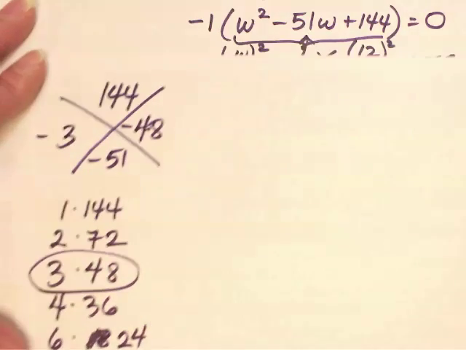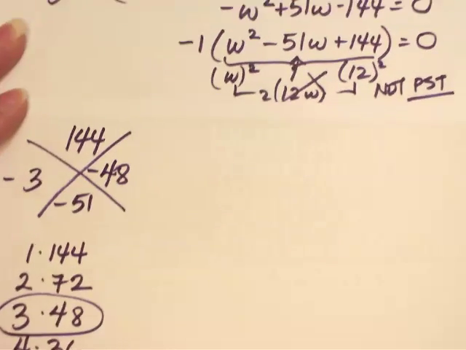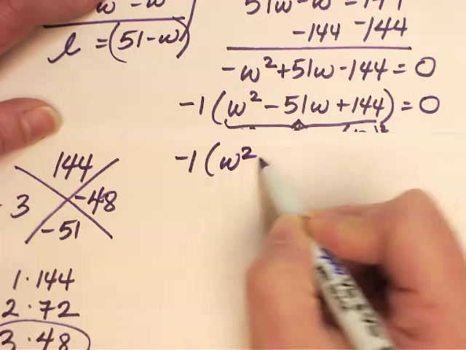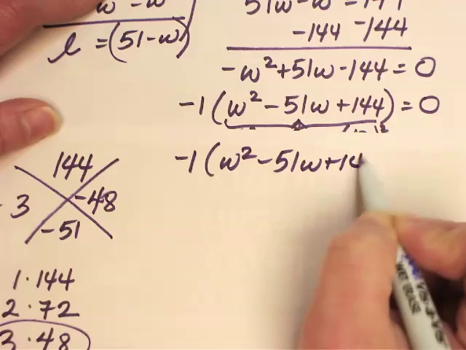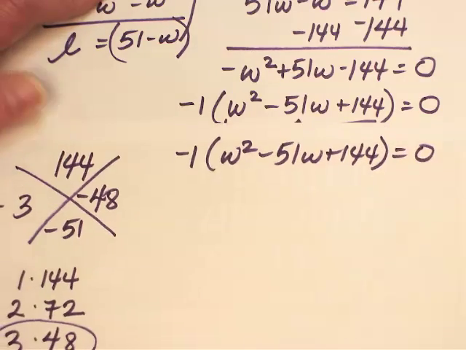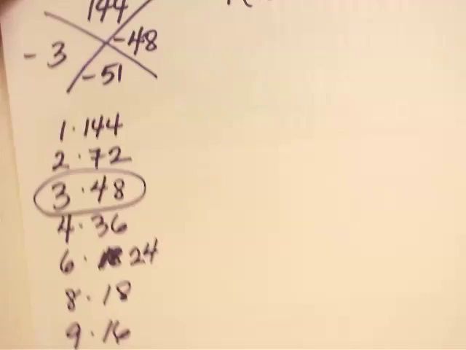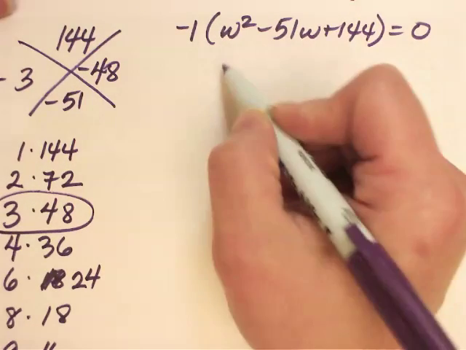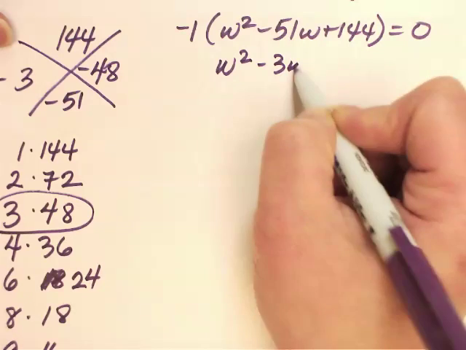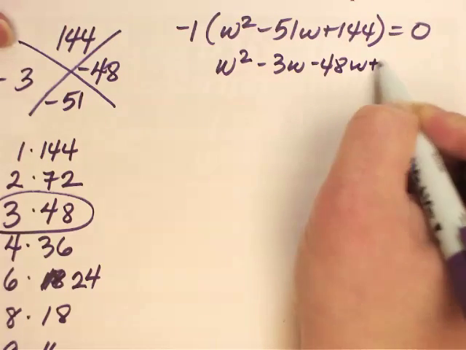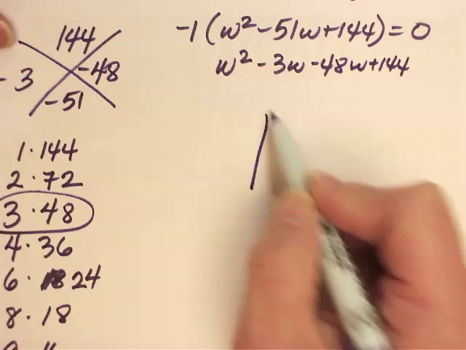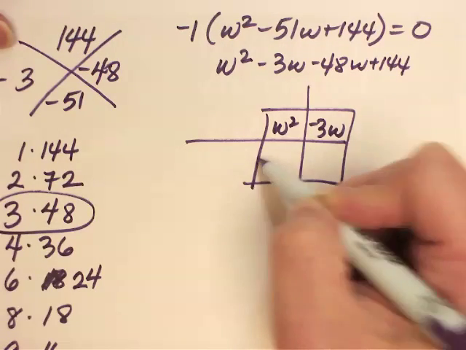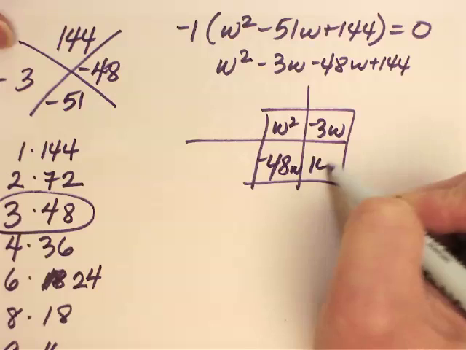Now I'm going to finish my factoring by replacing. I've got negative 1, W squared minus 51W plus 144 equals 0. That's where I left off. So if I replace, I get W squared minus 3W minus 48W plus 144. I'm going to go ahead and box this now. So this is W squared, minus 3W, minus 48W, and 144.